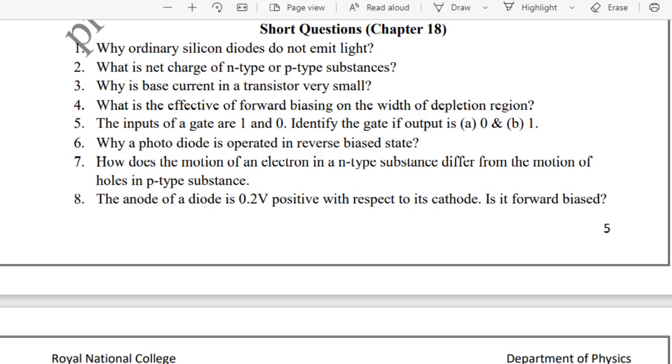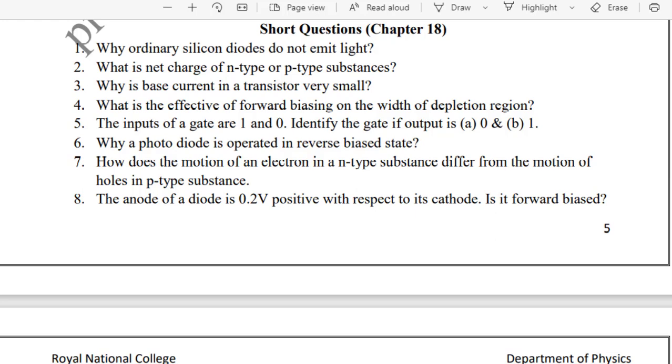5. The inputs of a gate are 1 and 0. Identify the gate if output is A 0 and B 1. 6. Why a photodiode is operated in reverse biased state? 7.